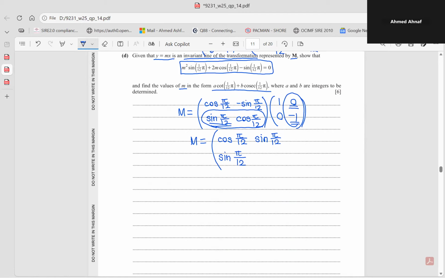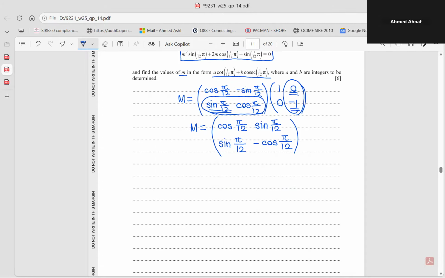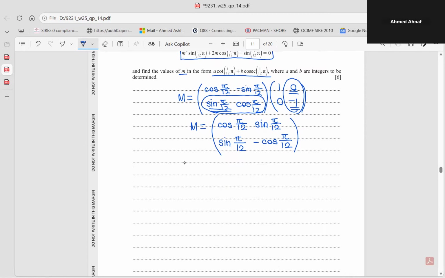So it's 0 minus cosine pi over 12, which is minus cosine pi over 12. Yeah, so this is M, like in a single matrix. Now we're ready to find the invariant line. Okay, so let's do this.